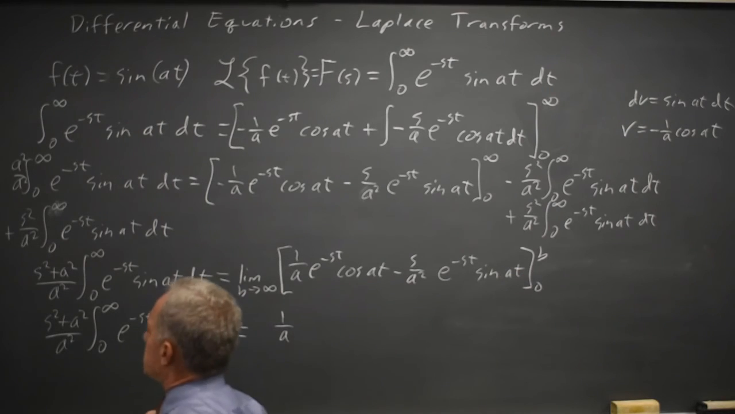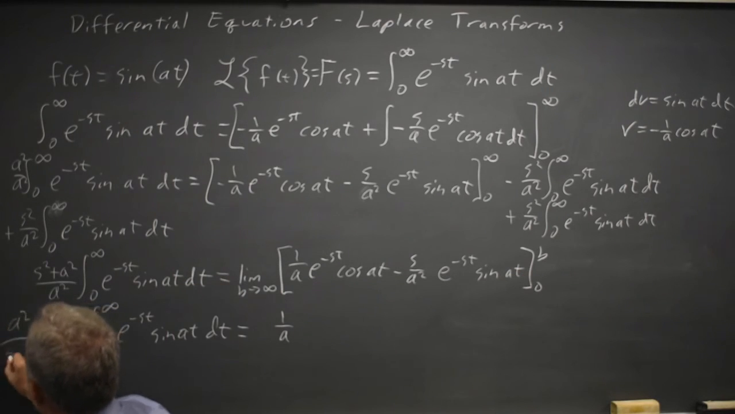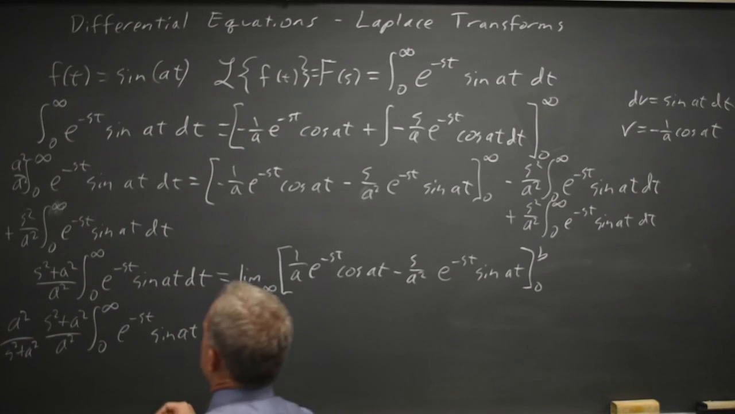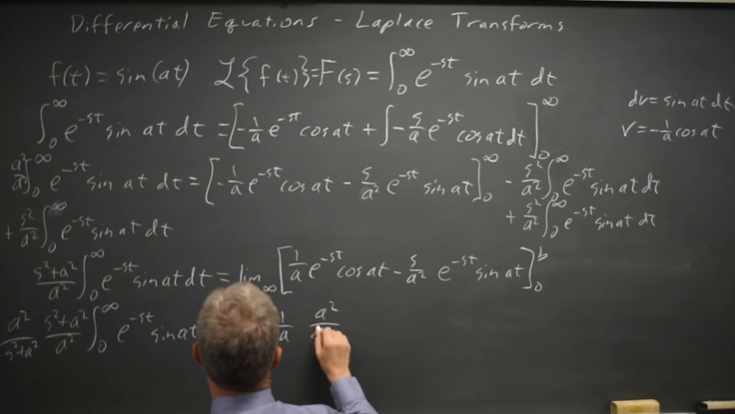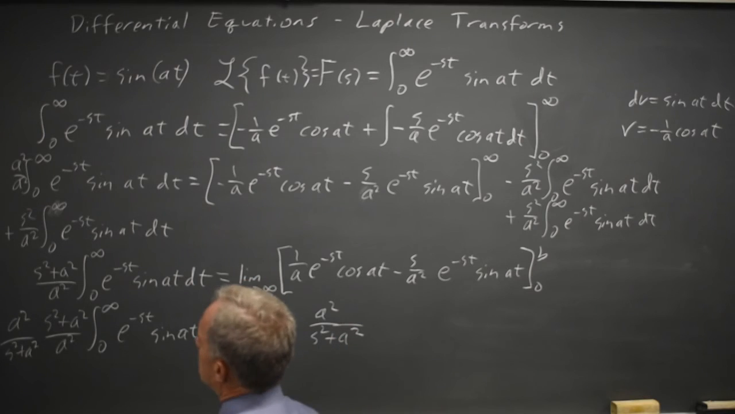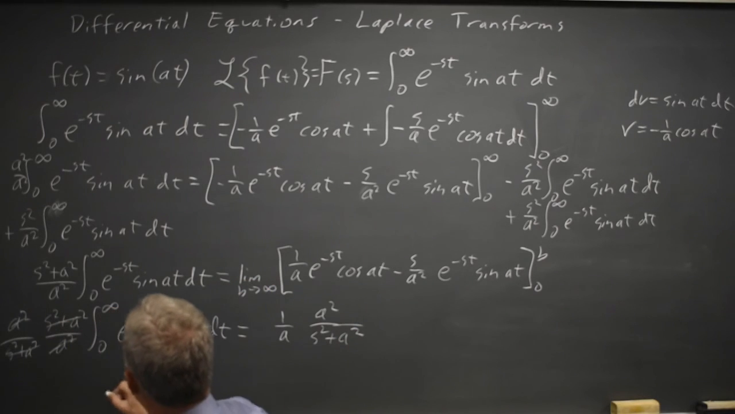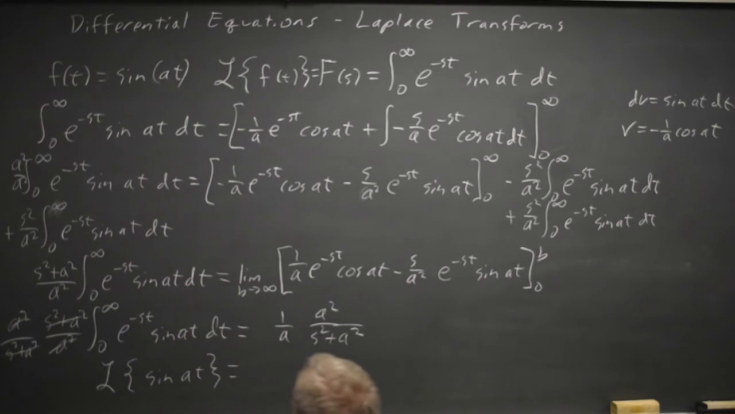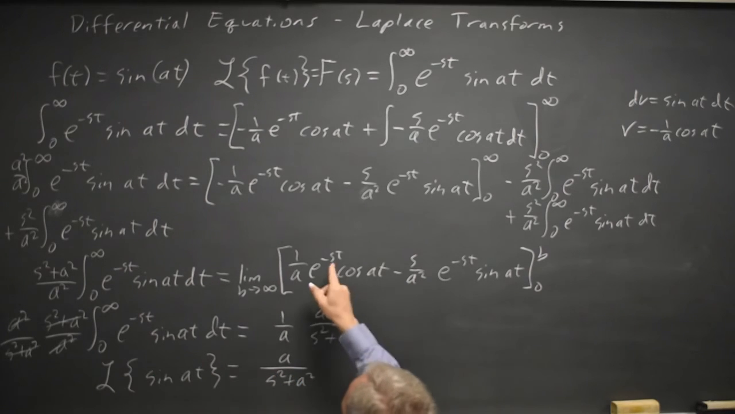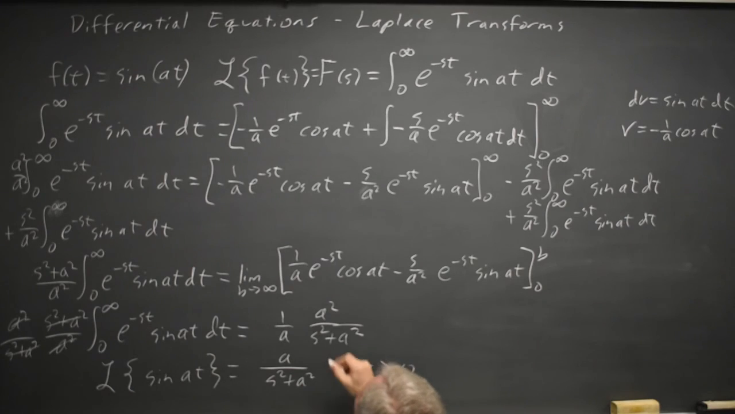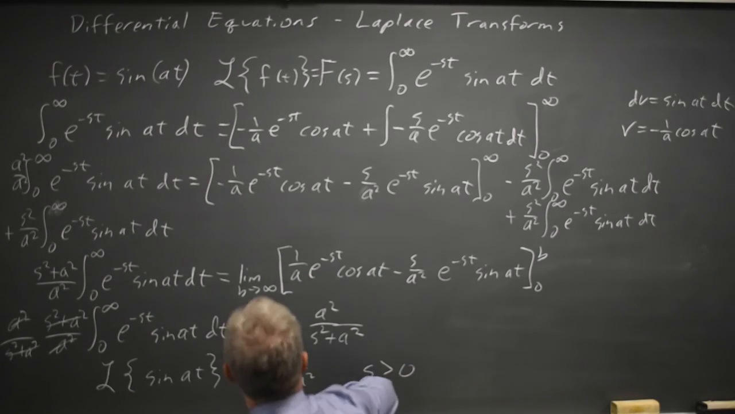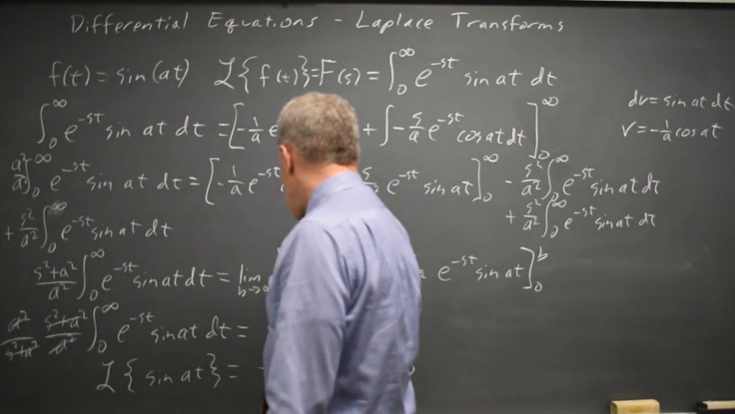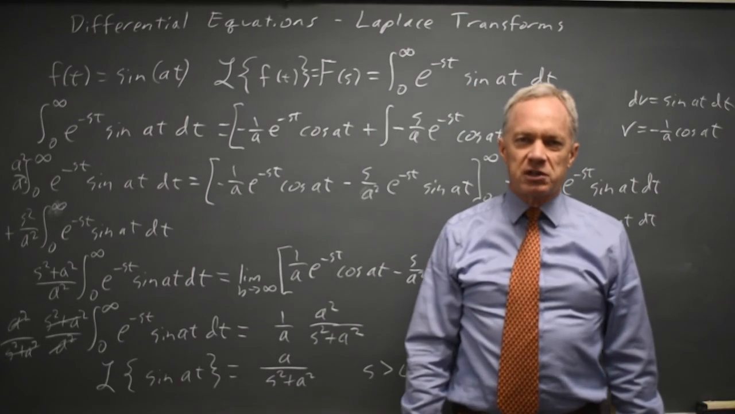Multiplying both sides by a squared over s squared plus a squared to move this rational expression to the right. These cancel, I'm left with just the Laplace transform of sine at on the left. And on the right, I get a over s squared plus a squared. And I implicitly used s greater than 0 when I found that the exponential goes to 0 as t goes to infinity. So this would be the Laplace transform of the trig function sine at.